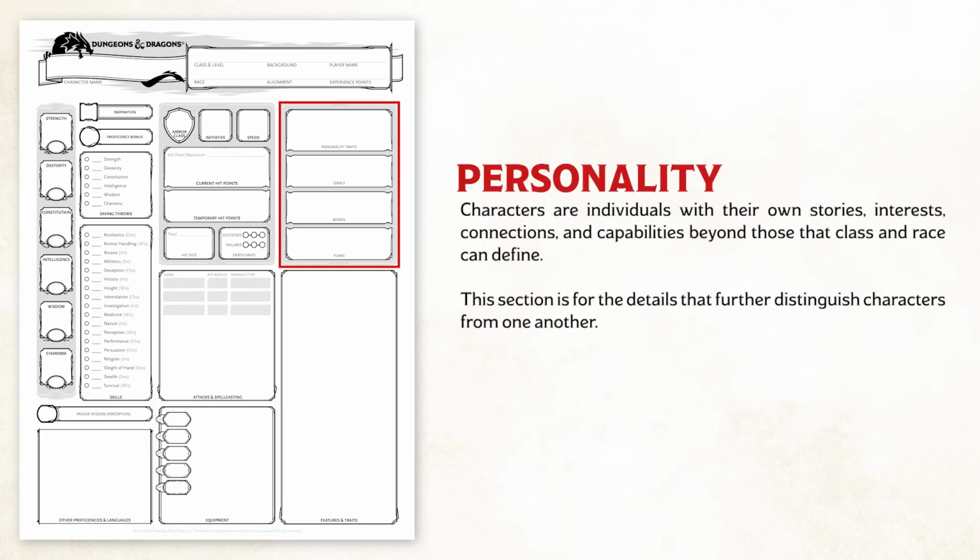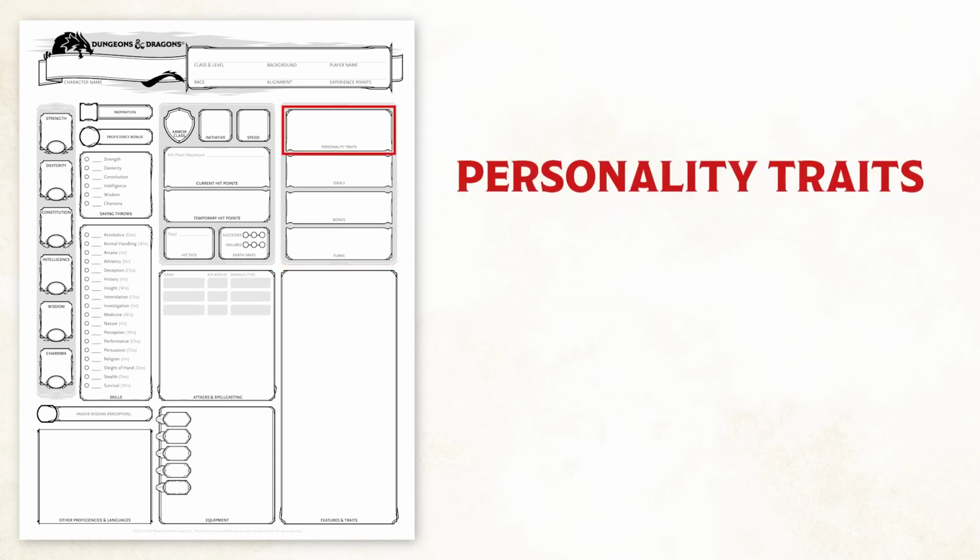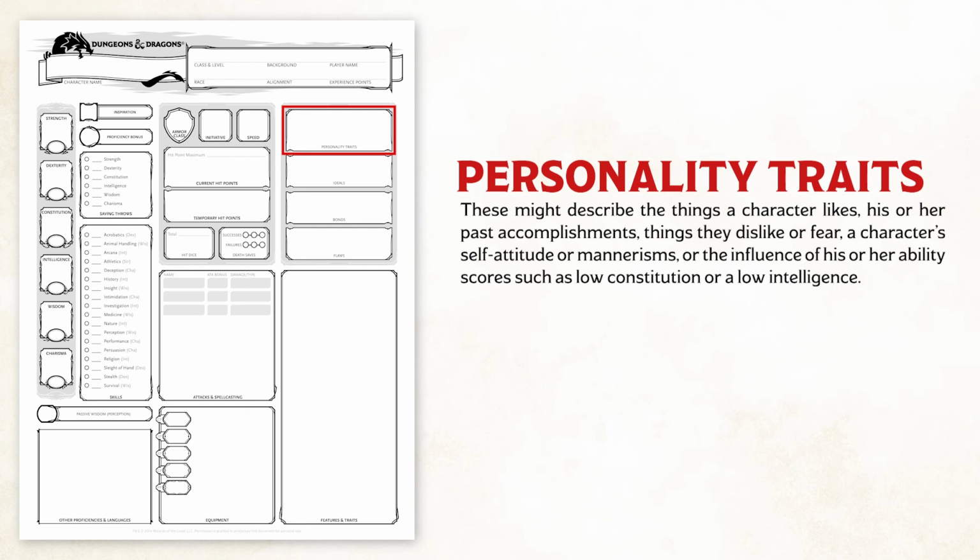Personality. Characters are individuals with their own stories, interests, connections, and capabilities beyond those that class and race can define. This section is for the details that further distinguish characters from one another. Personality traits. These might describe the things a character likes, his or her past accomplishments, things they dislike or fear, a character's self-attitude or mannerisms, or the influence of his or her ability scores, such as a low constitution or low intelligence.